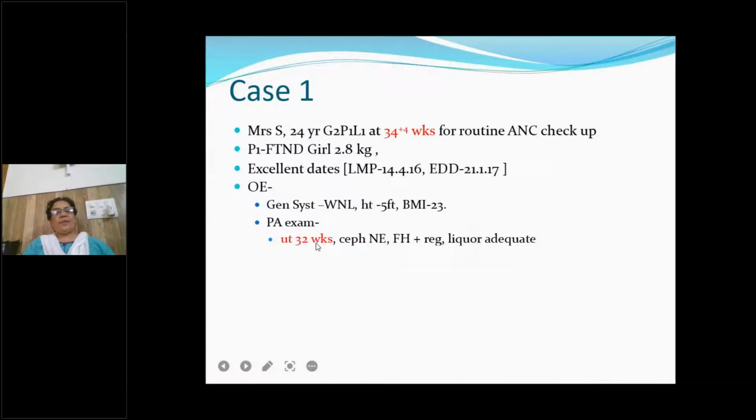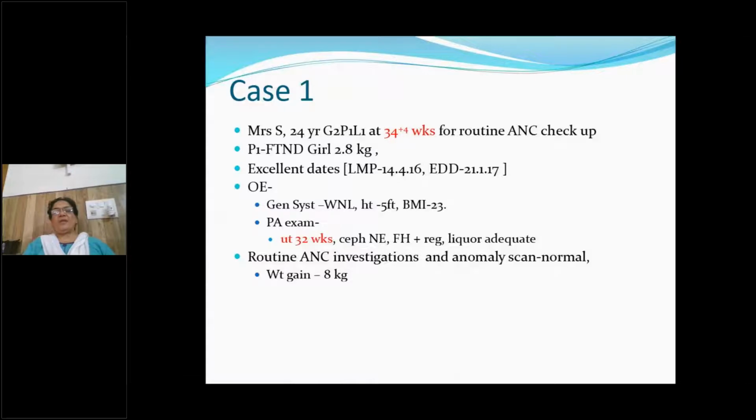On per abdominal examination, the uterus is 32 weeks size, cephalic, not engaged, liquor is adequate. So all the findings are similar except for the height of the uterus being less than the period of gestation. We need to keep different etiologies in mind, the commonest being wrong dates. But that is ruled out in this patient because she had excellent dates and even a first trimester ultrasound. Other causes can be fetal growth restriction, a constitutionally small baby, intrauterine death, or oligohydramnios.